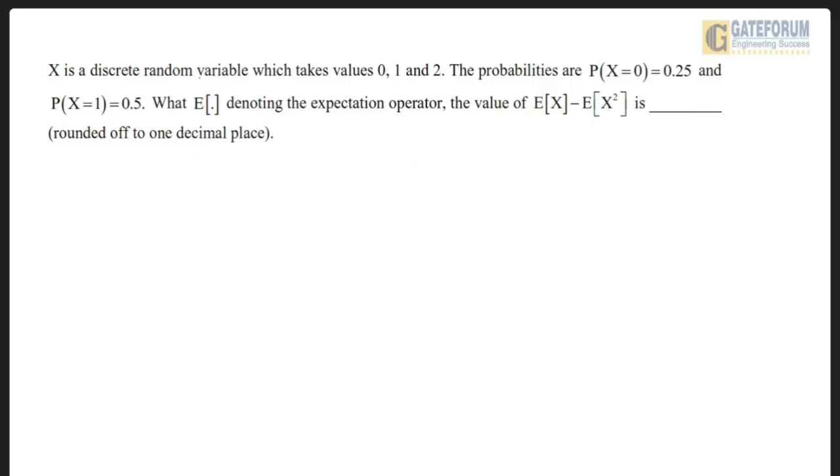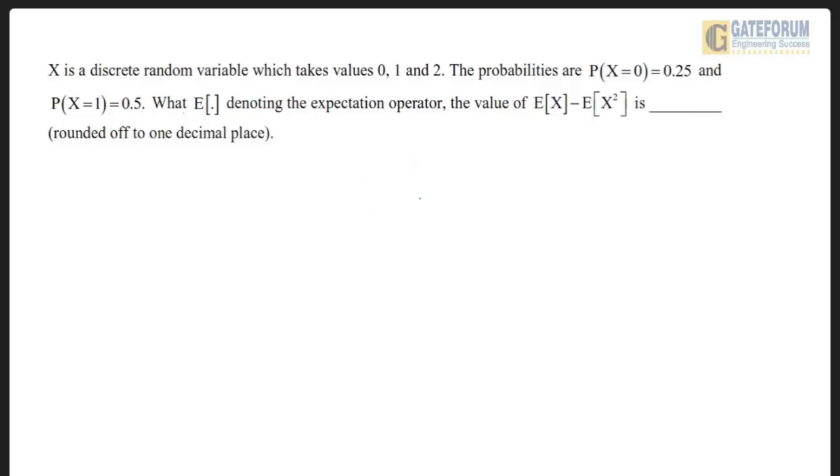X is a discrete random variable which takes values 0, 1 and 2. The probability of P of x equal to 0 is 0.25 and P of x equal to 1 is 0.5. E of dot denotes the expectation operator, where dot means that number x value. The value of E of x minus E of x square is, rounded off to 1 decimal place.